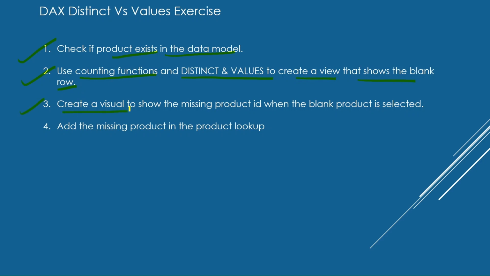I will create a visual to show the missing product ID where the blank product ID is selected. Or we can also take the product group instead of product ID, and add the missing product in the product lookup. If we figure out that any product is not present in the product lookup table, then we will add that value in the product lookup table.